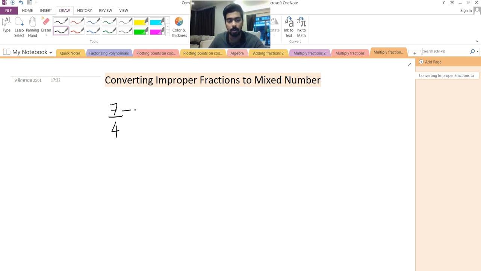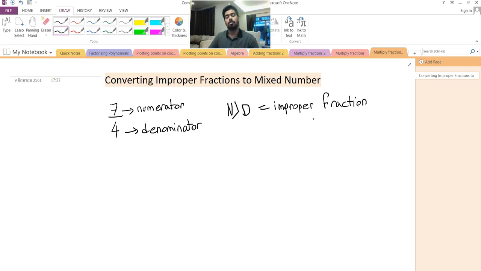If we take a look at this, we know the number above is the numerator and the number below is the denominator. So whenever the numerator, which I'll call n, is more than the denominator, that is equal to an improper fraction. Right, guys?